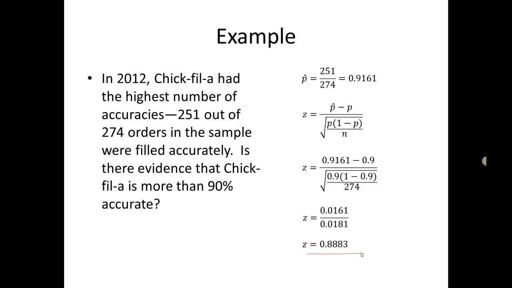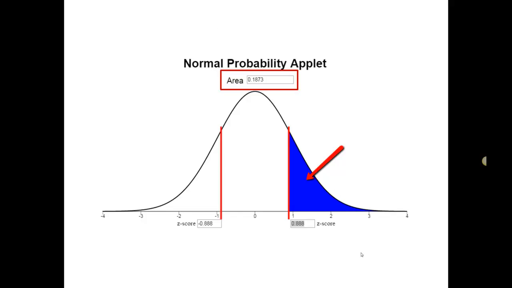So now I'm going to use the normal applet to help me find the p-value. Because I was interested in showing that Chick-fil-A was more than 90% accurate, that's greater than, so I'm just going to shade that upper right tail after I enter in the z-score, and that's going to give me an area of 0.1873, and that's going to end up being my p-value.